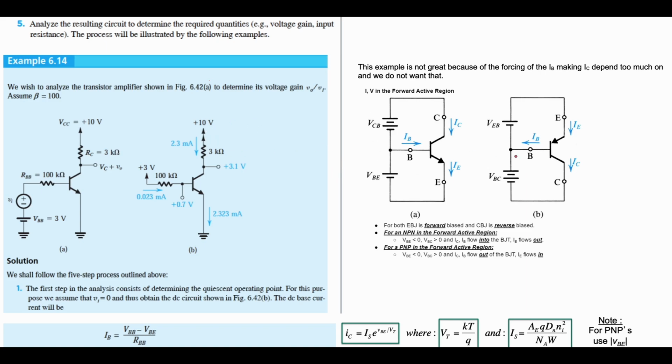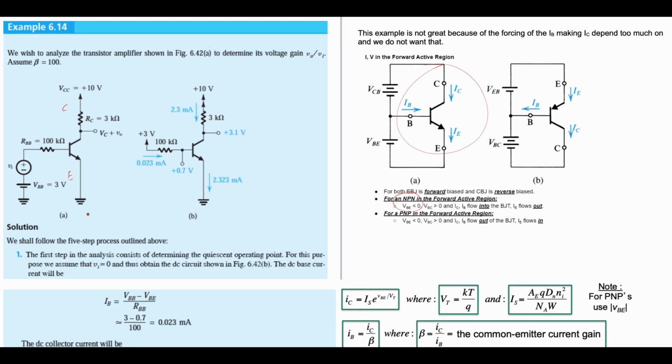So if we look at the circuit we're given, it's going to be something that's on this right here, which is an NPN in the forward active region. So we know we have our C, which is the collector up top, and we have our E, which is our emitter down below here. So we're going to follow the 5-step process outlined above.